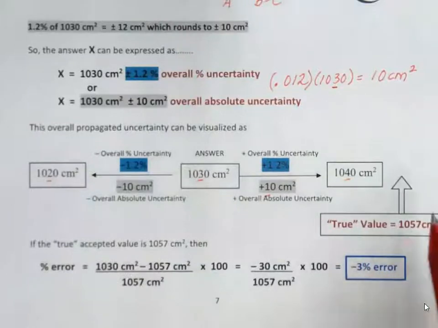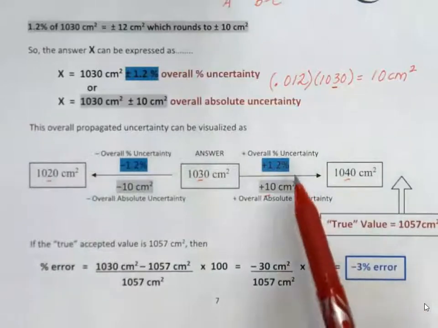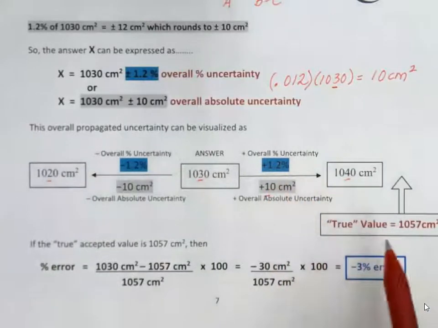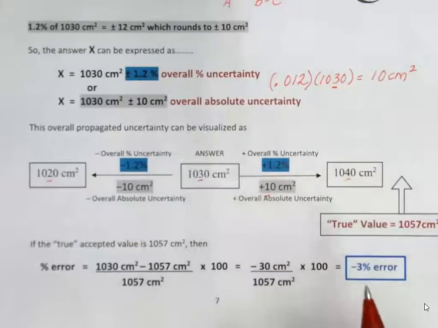This is another example where my percent error is greater than my percent uncertainty, which tells me that I have an accuracy issue. My measurements say it should be somewhere between 1,020 and 1,040, but the true value is actually considerably higher than that. So we know that there's some systematic error leading to our value being too low.